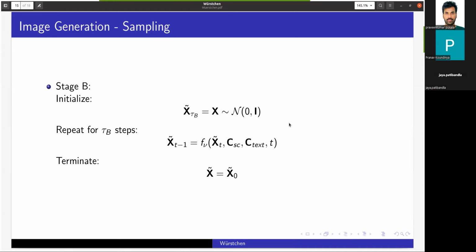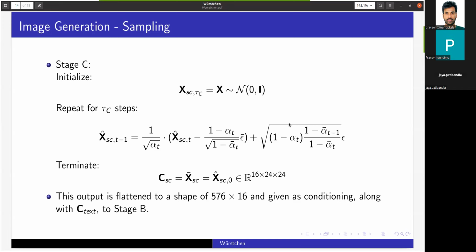Can you go back to the previous slide? That sampling one. Yes, sir. So here, you are moving from t to t minus one, right? So we need to repeat this one for tau c steps. Is there any closed form equation to get to tau c steps directly? No, sir, this is the reverse process of the diffusion model, so we have to go step by step. Okay, so there is no closed form equation to directly go back in the tau c steps, right? No, sir.